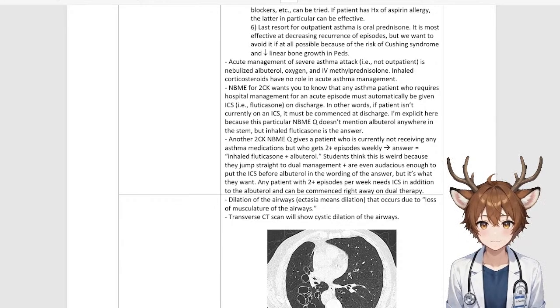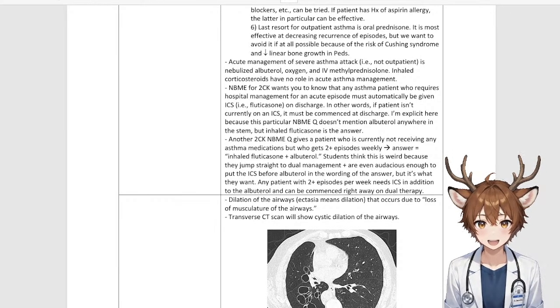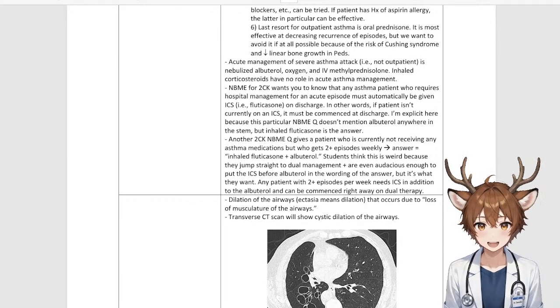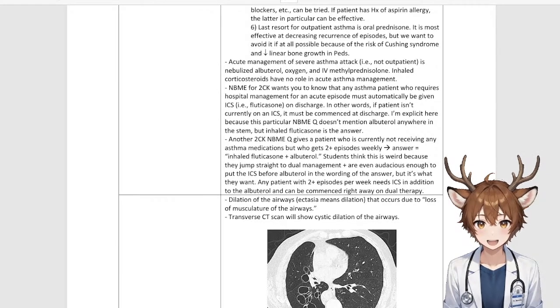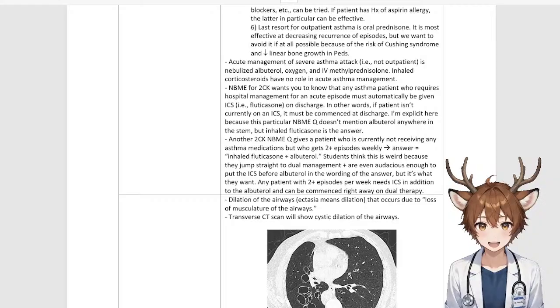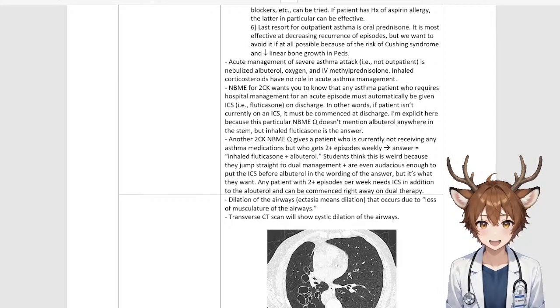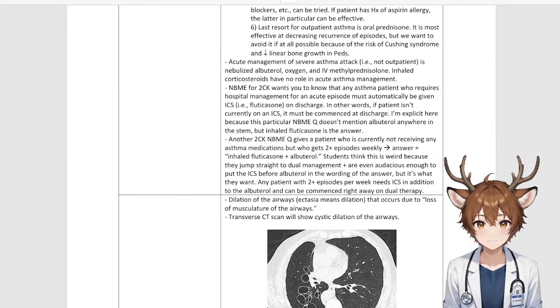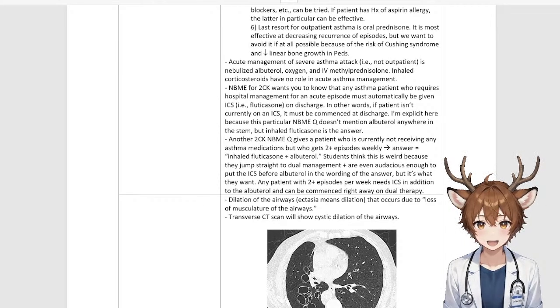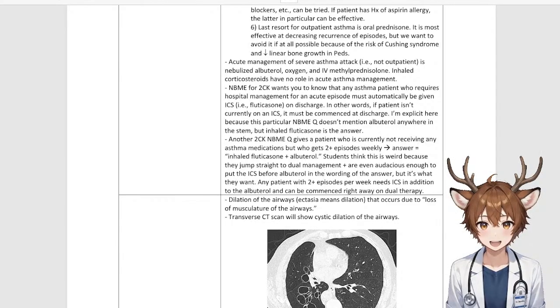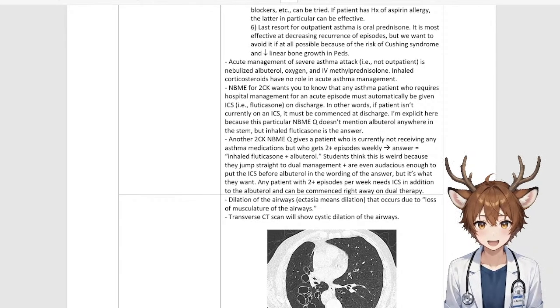Another 2CK NBME question gives a patient who is currently not receiving any asthma medications, but who gets 2+ episodes weekly. The answer should be inhaled fluticasone plus albuterol. Students think this is weird because they jump straight to the dual management, plus they even put the ICS before albuterol in the wording of the answer, but it's what they want. Any patient with 2+ episodes per week needs an ICS in addition to the albuterol and can be commenced right away on dual therapy.